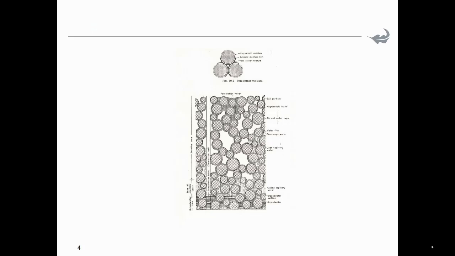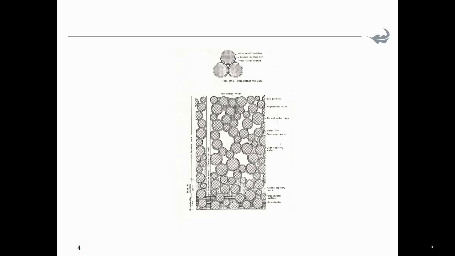If we look at the soil structure, we have hygroscopic moisture around the soil particles. Then we have an adhered moisture film, and then in the corners, the so-called pore corner moisture. So if you look at the picture, above the groundwater table, water can be held in a soil through capillary action, and it will be at a negative pore water pressure. In other words, it's basically sucking. The water is held back.